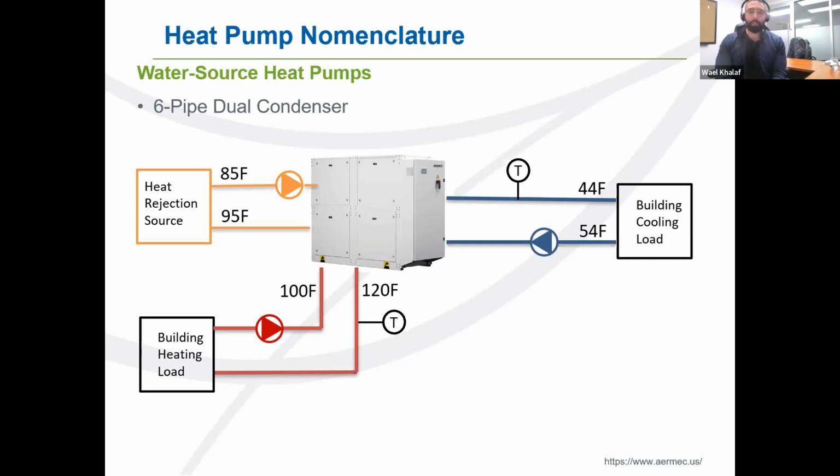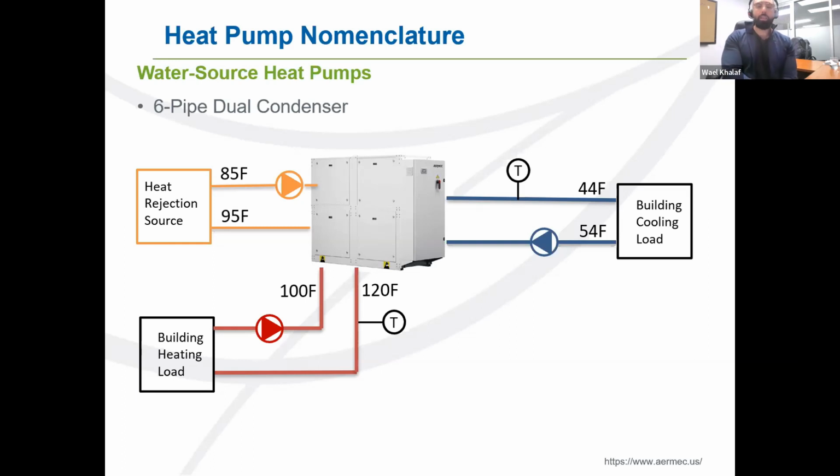So I have a condenser heat exchanger, which is tied to a heat rejection source, like a cooling tower, for example, or it could be geothermal, similar to how a water-cooled chiller would be arranged. However, in this case, I also have another condenser, which is arranged in parallel to that first condenser, and that could be tied into a building heating loop.